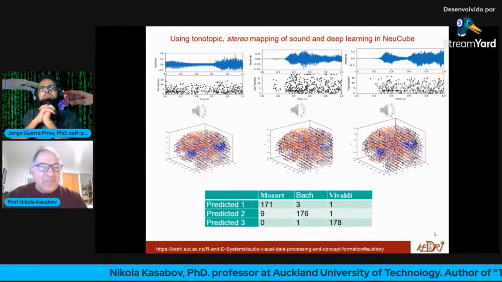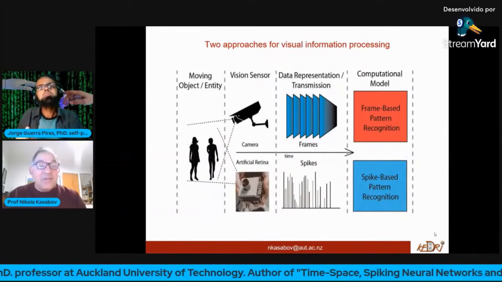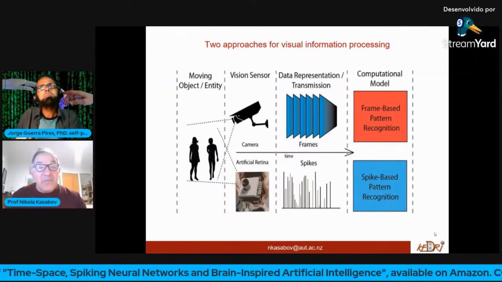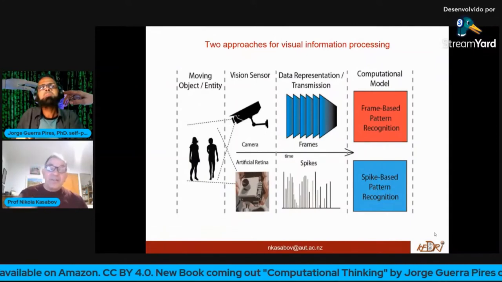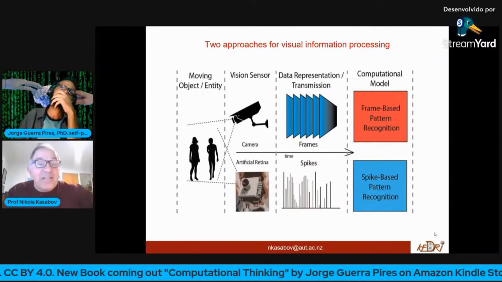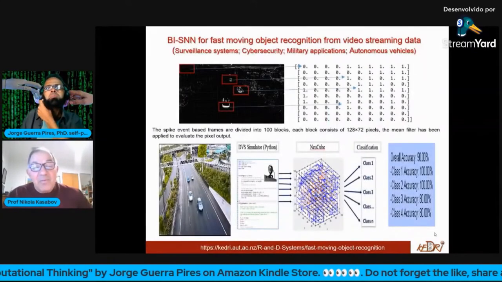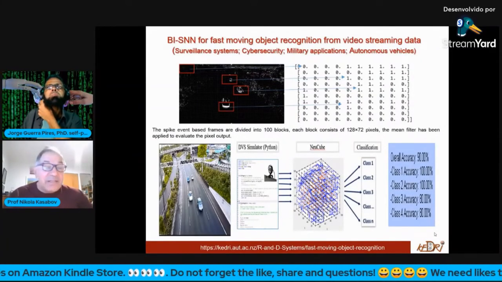Can you have the next slide, please? Thank you. So, in terms of vision, we can substitute the current systems that use a camera to capture frame by frame information. We can use the so-called dynamic vision sensors, where every pixel is transformed into spikes, so the system can react much faster. Next slide, please. And this could be used for detecting moving objects and very fast moving objects as well. Next slide, please.